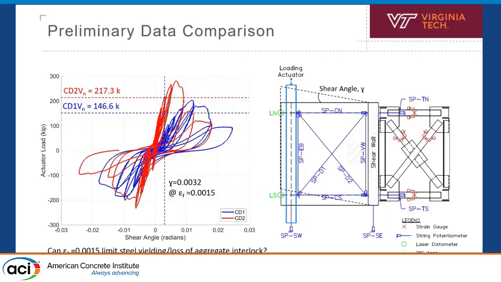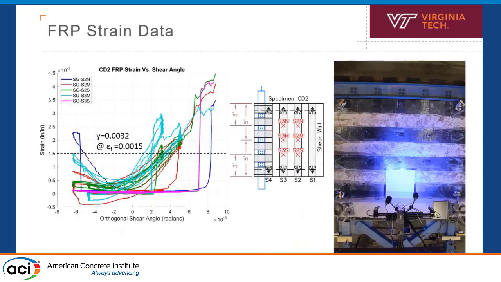You probably want to, what we think is good is 0.0015, and that's what I have dotted here. A shear angle of about 0.0032 corresponds with a design strain of 0.0015. And I'll talk a little bit more about our strains here. So this shows what CD2 looks like at the time capture of a design strain of 0.0015.